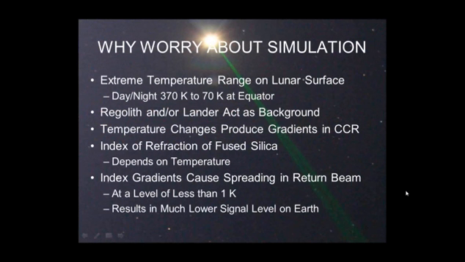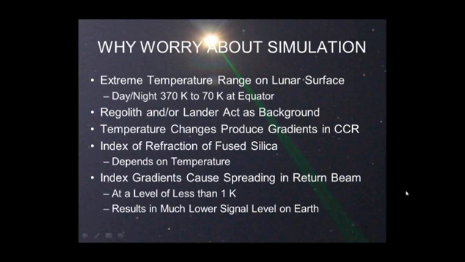The extreme temperature range on the lunar surface, at the equator, goes from 370 degrees Kelvin down to about 70 degrees Kelvin. The regolith and or the lander upon which the package is mounted act again as thermal background that radiate more heat to the package.